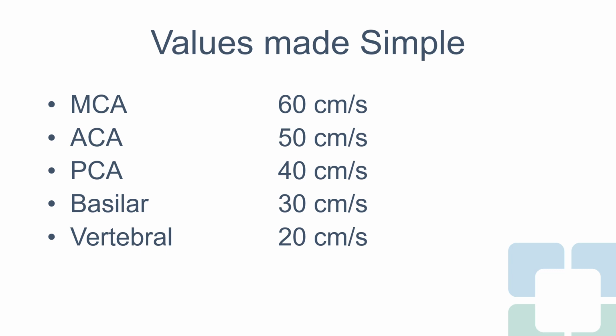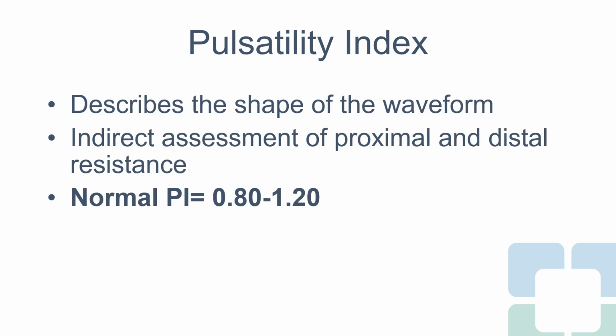So these are the values made simple, and these are the ones that can give you a heads up on the RPVI. MCA is 60, ACA 50, PCA 40, basilar 30, and vertebral 20. There are ranges for each of these, but if you can remember these values, you'll be pretty close for most of the test questions. The other important thing that's different for the TCD test is pulsatility index.